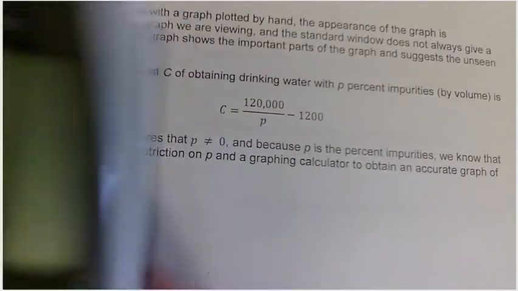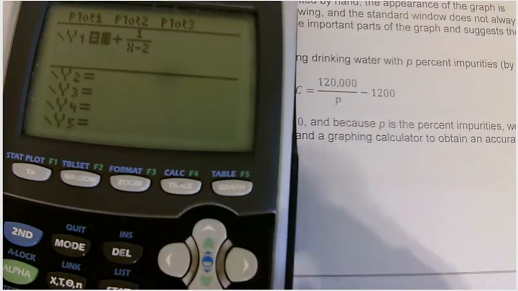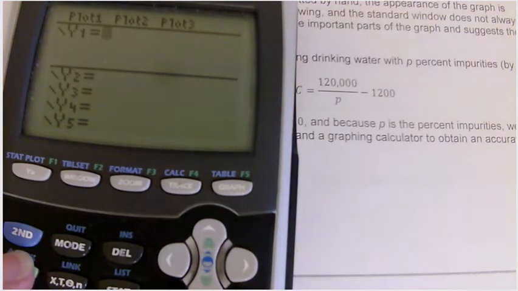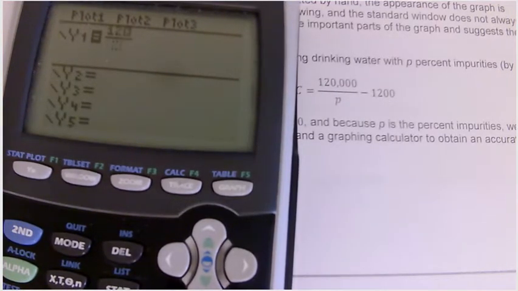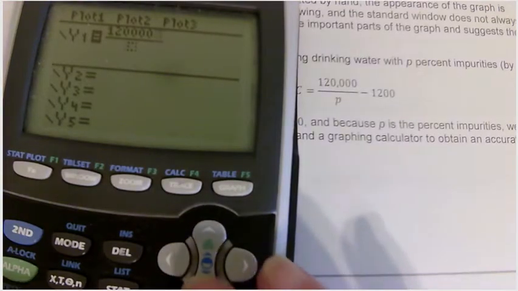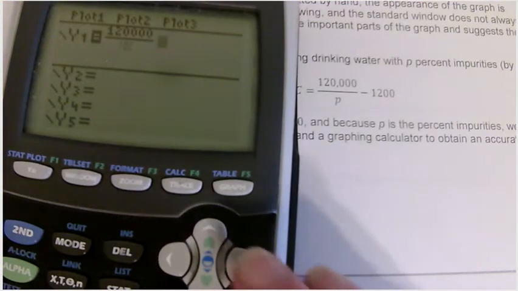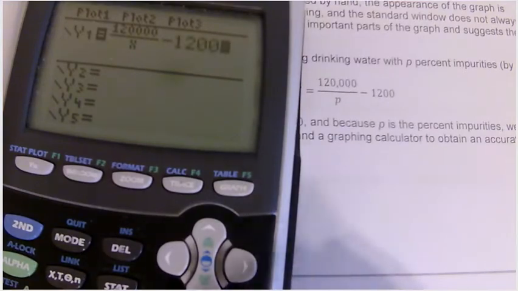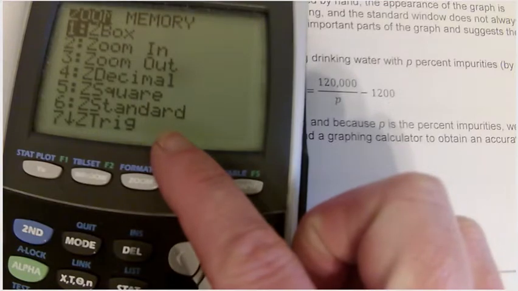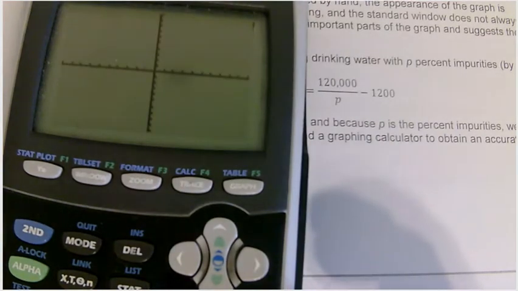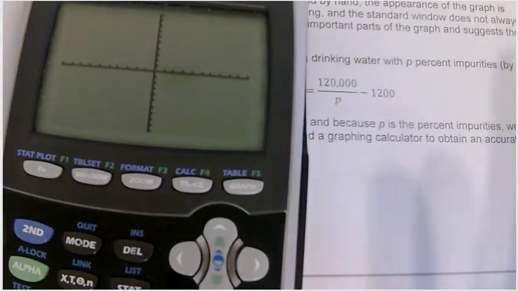Now, if I put this equation into my calculator just as it is, let's just go here, clear whatever else was in there. I'm going to go alpha y equals to get a fraction, 0, 0, 0, 0, over, I'm going to call it x, minus 1200. Right now, my window is standard. That's the 10 by 10 window, 6. And when I look at this graph, I see nothing. So we have to make some changes.